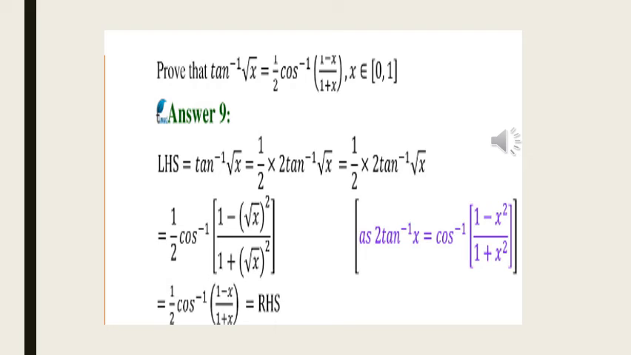Did you understand, children? We take the left hand side only. We introduce the number 2 because for 2 tan inverse root x, the formula is available in terms of cos inverse. For that purpose, we multiplied and divided by 2. Then direct application.